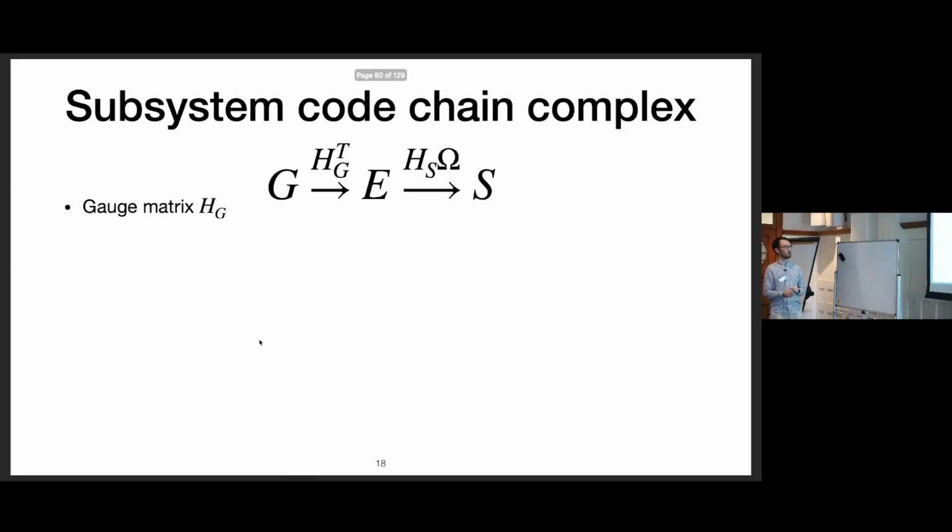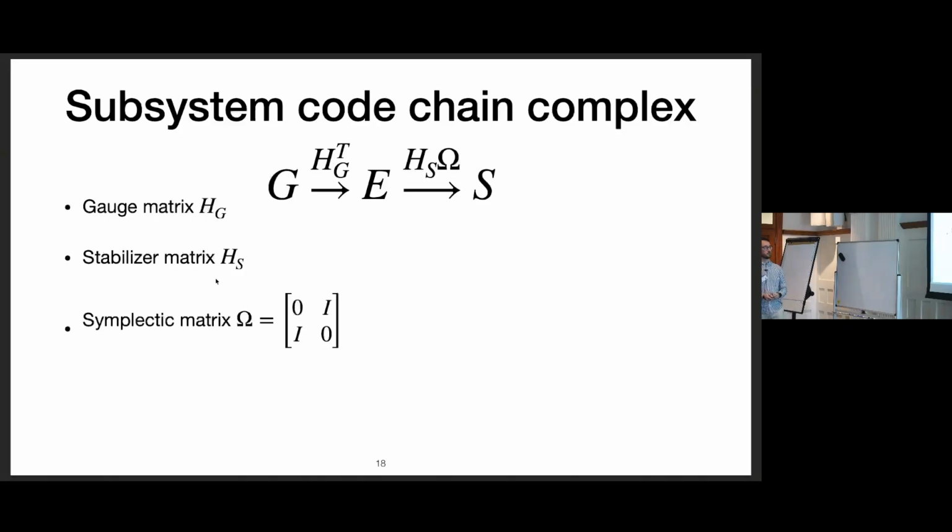So the first thing I have is this gauge matrix. This is a matrix, again, in binary symplectic format, where each row is basically a gauge operator. And so when I apply this map, it's telling me about the support of the gauge operator on the qubits. And then I also have this stabilizer matrix, which is just the parity check matrix of the subsystem code. But I get this symplectic matrix here.